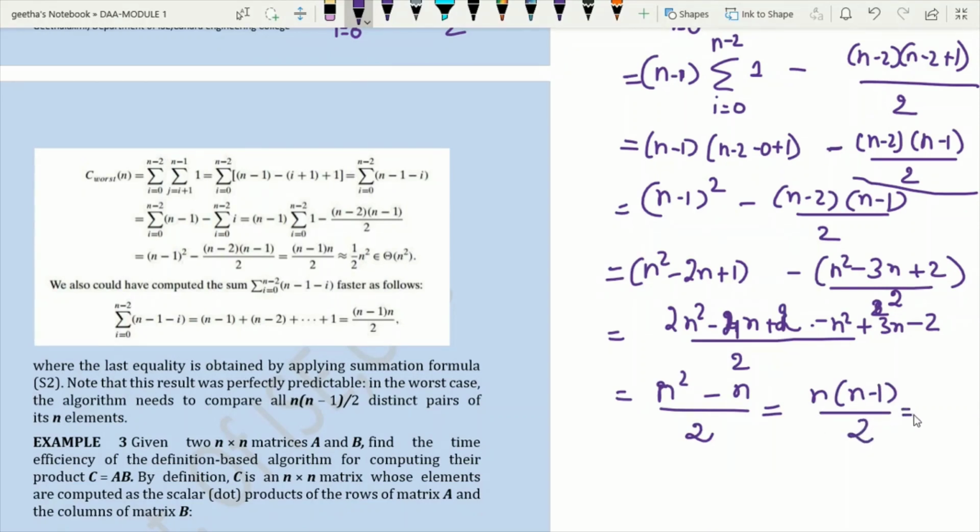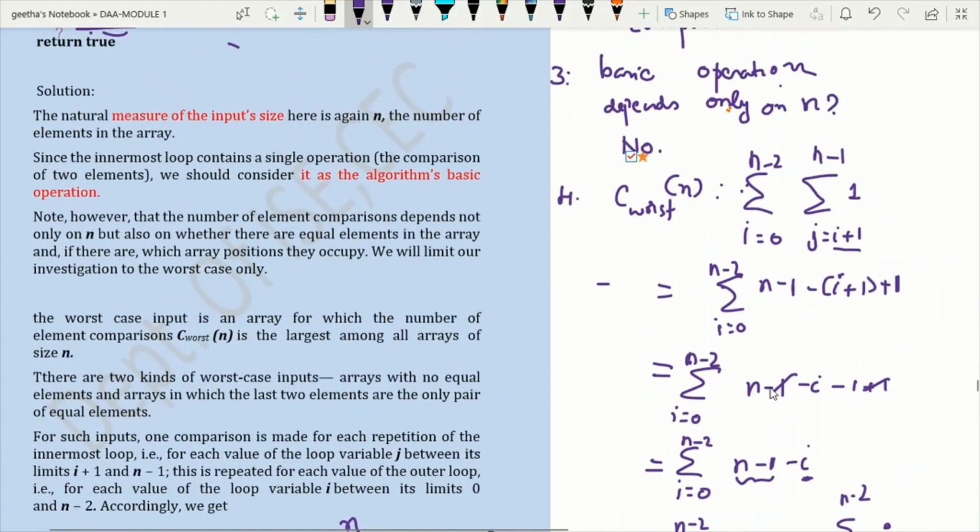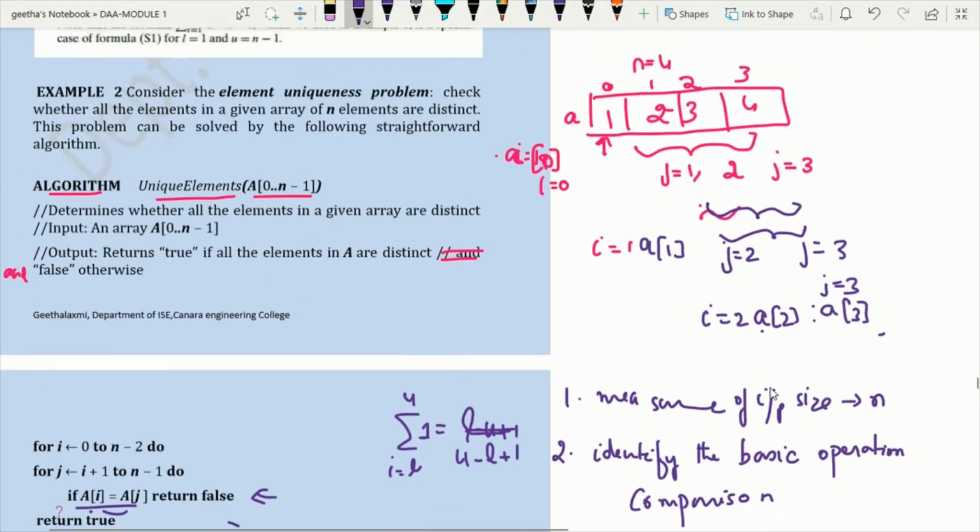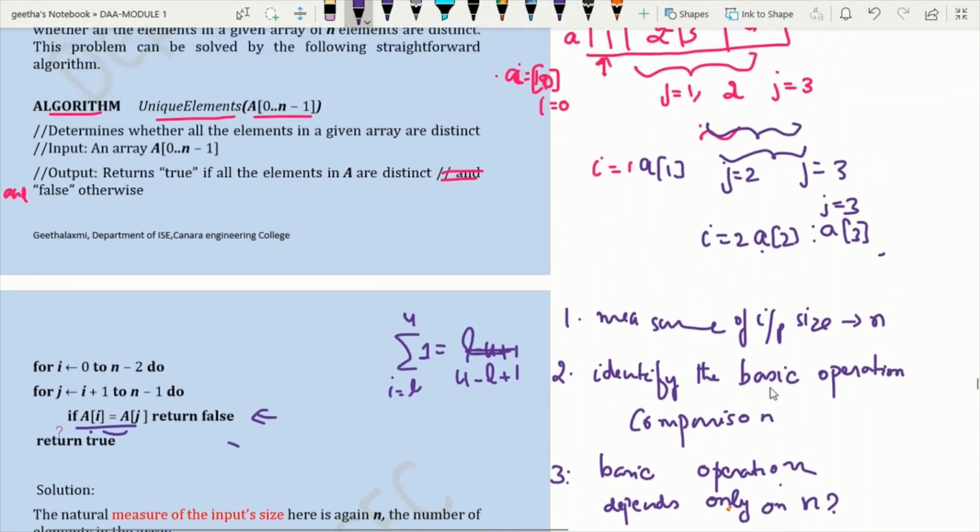So this is approximately equal to half n square, because you can see this is n square minus n. So the approximate upper limit is half n square, which belongs to theta of n square. So this is the time complexity of the unique elements algorithm.